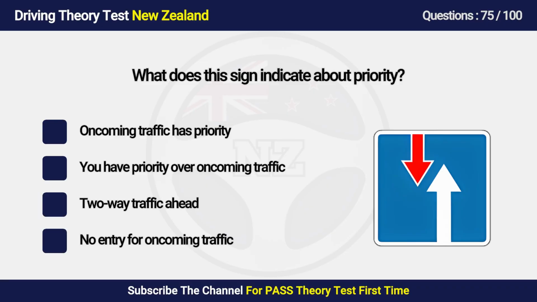Question 75. What does this sign indicate about priority? A. Oncoming traffic has priority. B. You have priority over oncoming traffic. C. Two-way traffic ahead. D. No entry for oncoming traffic.